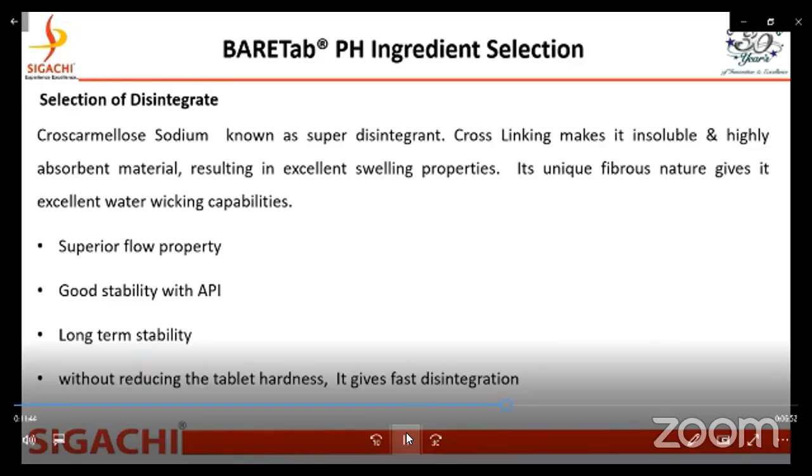Selection of disintegrant is very critical because lots of disintegrants are used in formulation. But we have selected croscarmellose sodium because it is known as a super disintegrant, and its cross-linking makes it an insoluble, highly absorbent material, resulting in excellent swelling properties. Its unique fiber nature gives excellent water wicking capabilities, and it has superior flow property, good stability with API, long-term stability, and without reducing the tablet hardness, it gives faster disintegration time.